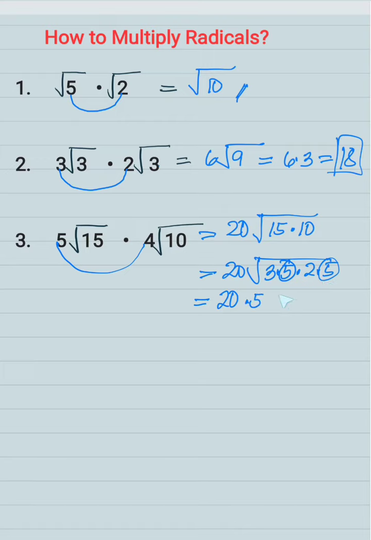So bring that outside. So what you have inside is 3 times 2. And that is equal to 6. So 20 times 5 is equal to 100 square root of 6. 6 is already in simplest form. So the final answer is 100 times square root of 6. Or 100 square root of 6.